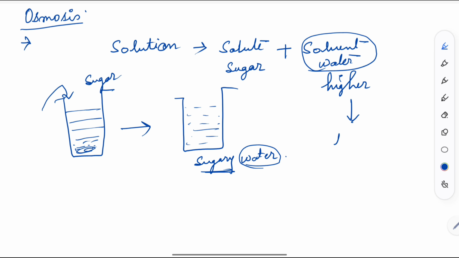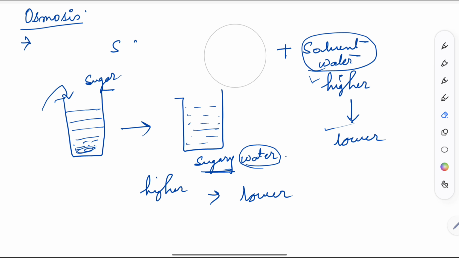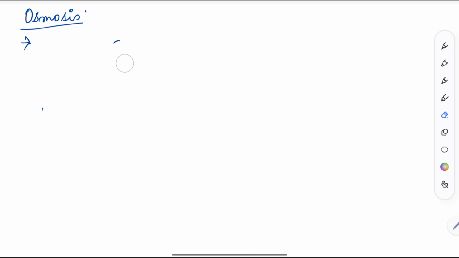Okay, now in osmosis, only the solvent molecule moves from higher concentration to lower concentration, fine. Unlike diffusion, in diffusion what happens? Free molecules move from higher concentration to lower concentration, right? In osmosis, solute molecules do not move. Only the solvent molecules move from higher concentration to lower concentration. Fine. Now, depending upon the movement of solvent molecule, osmosis can be divided into two categories.